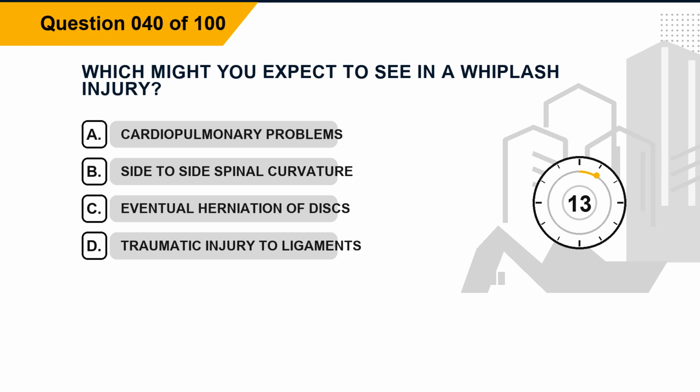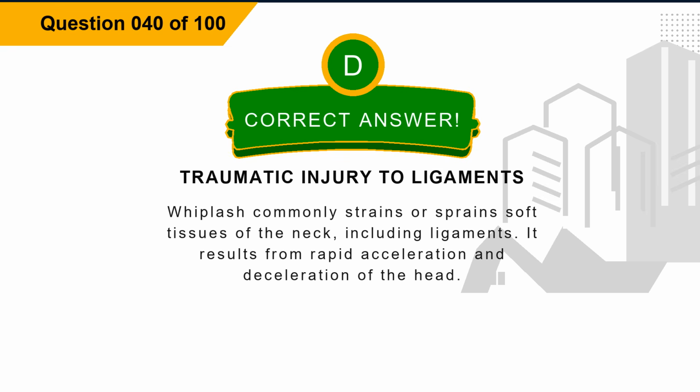Question 40. Which might you expect to see in a whiplash injury? Option A, cardiopulmonary problems. Option B, side-to-side spinal curvature. Option C, eventual herniation of discs. Option D, traumatic injury to ligaments. The correct answer is option D, traumatic injury to ligaments. Explanation. Whiplash commonly strains or sprains soft tissues of the neck, including ligaments. It results from rapid acceleration and deceleration of the head.